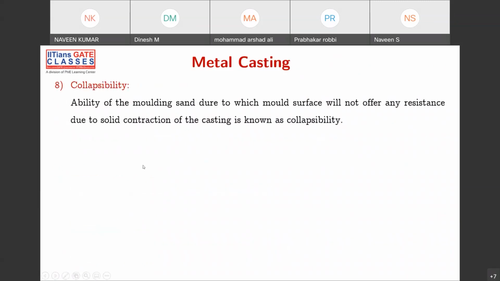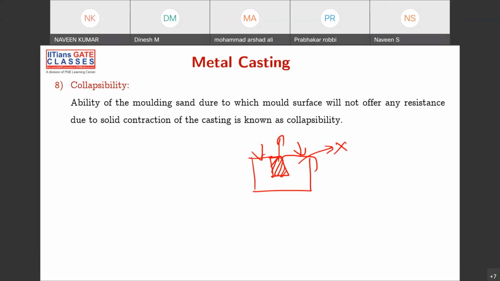And the last property is called collapsibility. This is very important. Okay, sir, I rammed it very hard. Amazing ramming, sir. Super, sir. Once you are pouring the liquid metal into this, now you have to break this mold to get the casting out. If you are ramming very hard, who will remove that out? Very difficult to remove. So you should not ram very hard, and you should not ram very low, with low strength. It should be a medium strength, and that will come with the skill only.